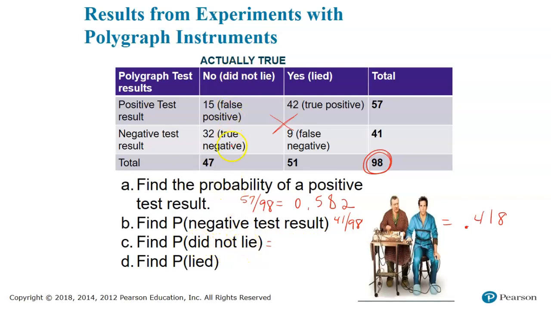The probability that they did not lie. So looking at that, we have 47 that did not lie out of 98. So 47 divided by 98 is going to be 0.480. Then the probability that they lied, there were 51 of those out of 98. So 51 divided by 98 is going to be 0.520.